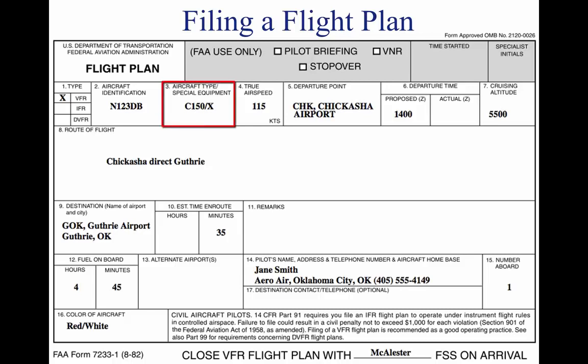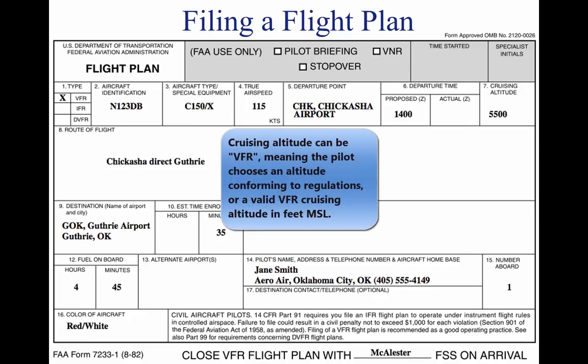Item 3 is the aircraft type and special equipment. An example would be C-150/X, which means the aircraft has no transponder. A listing of special equipment codes is found in the Aeronautical Information Manual, AIM. Item 6 is the proposed departure time in UTC, indicated by the Z. Item 7 is the cruising altitude. Normally, VFR can be entered in this block, since the pilot chooses a cruising altitude to conform to FAA regulations.